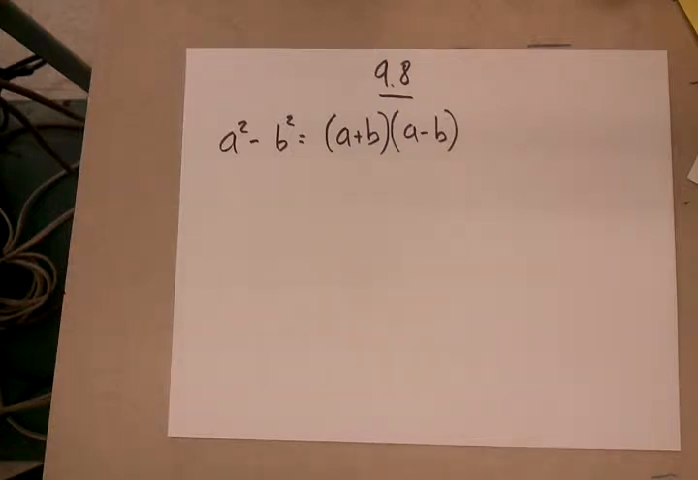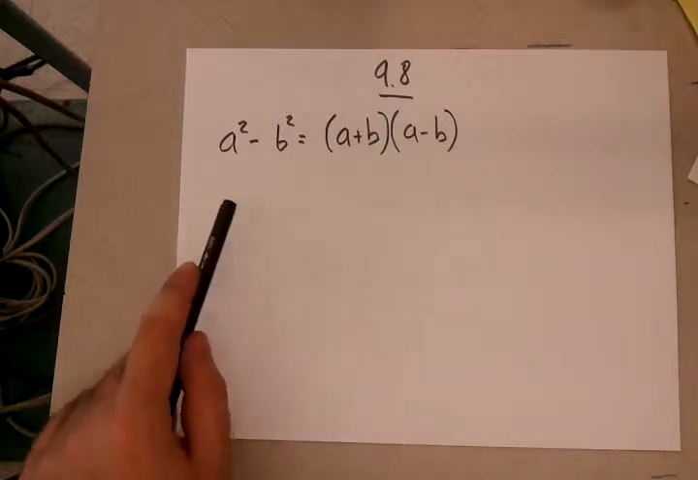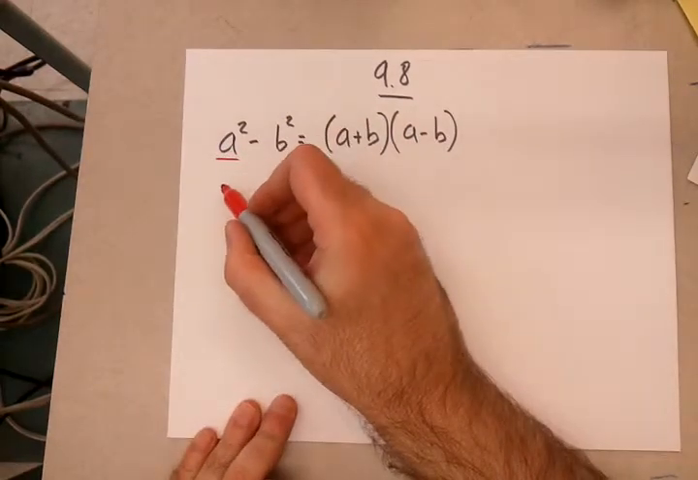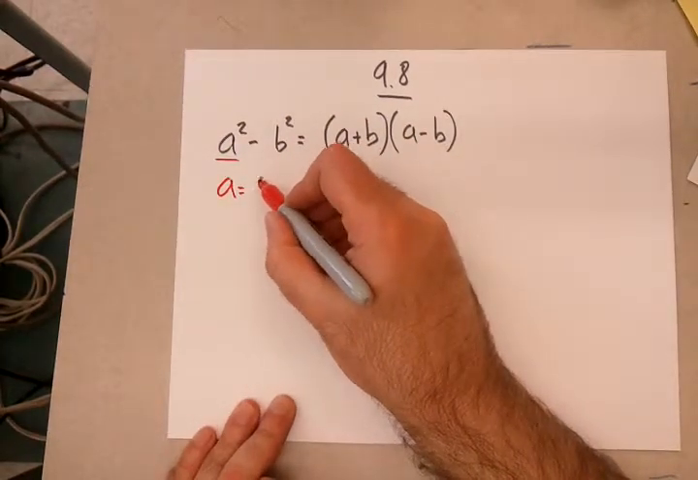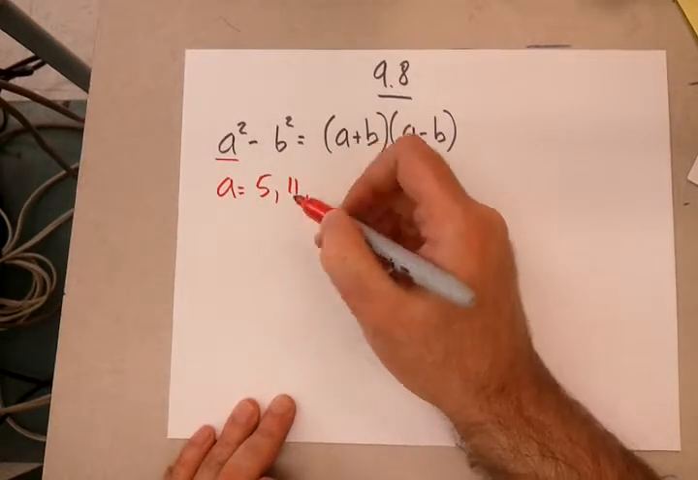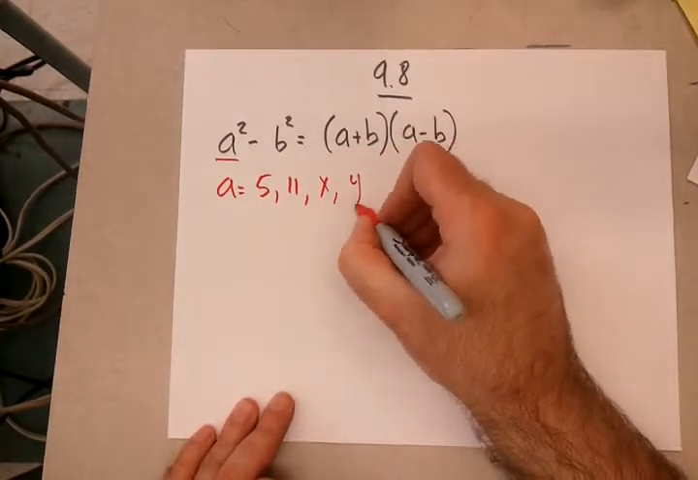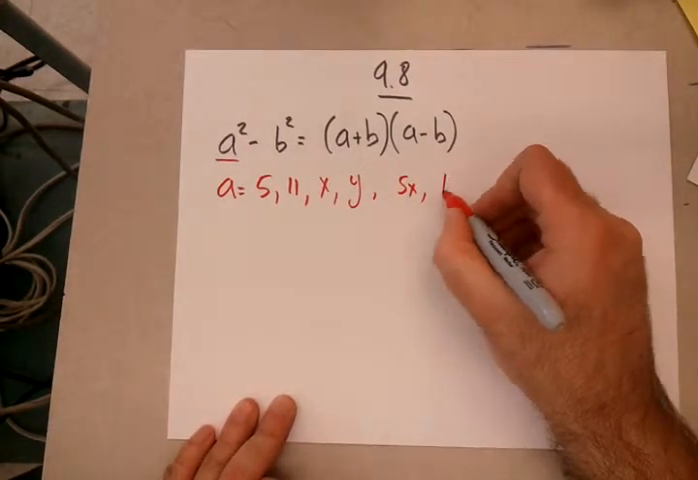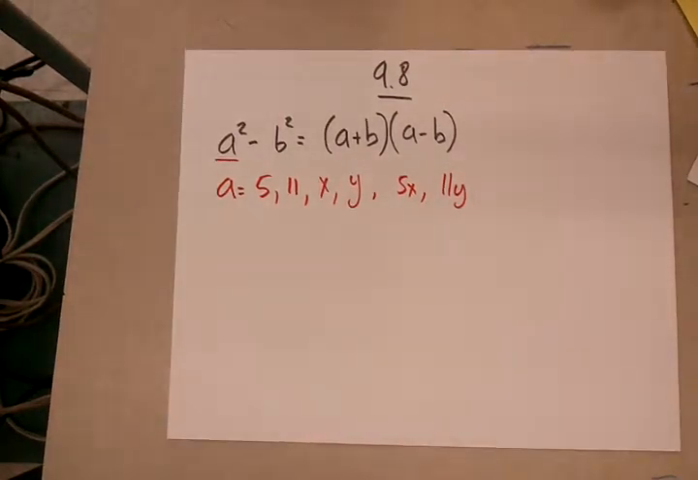So the first shortcut is if you have a problem in the form of something squared, so let's say an a squared minus something else squared. A can be anything, B can be anything. So the A, I'll highlight the A here. The A, for example, can be a 5, it can be an 11, it could be an X, it can be a Y, it can be a combination. It could be 5X, it could be 11Y.